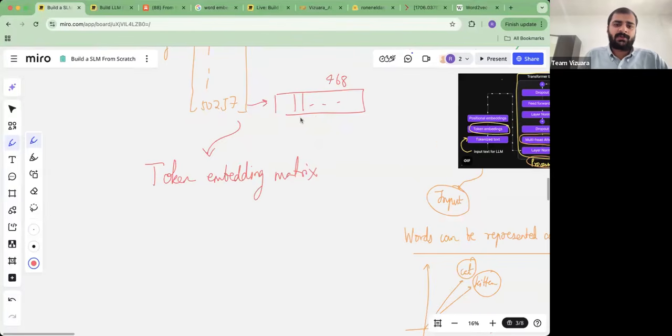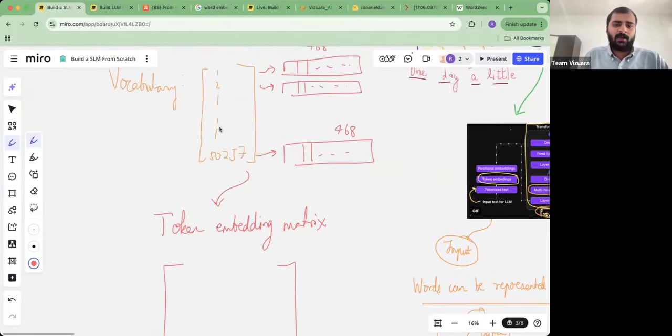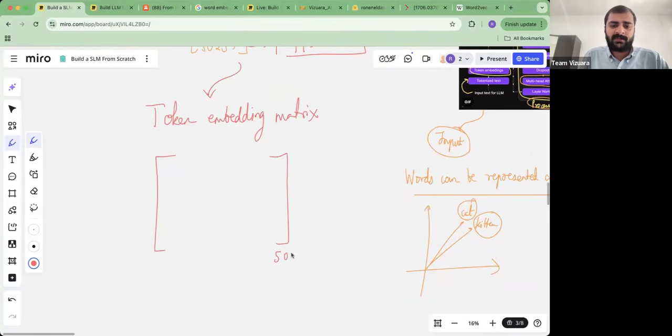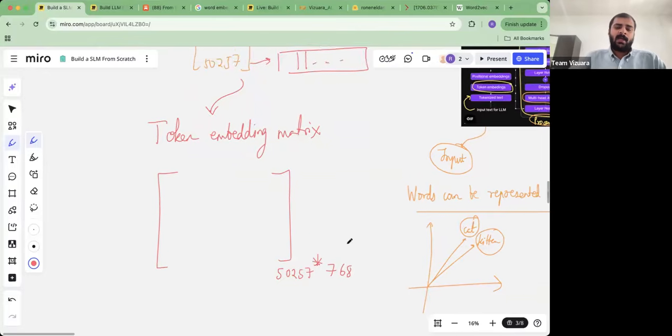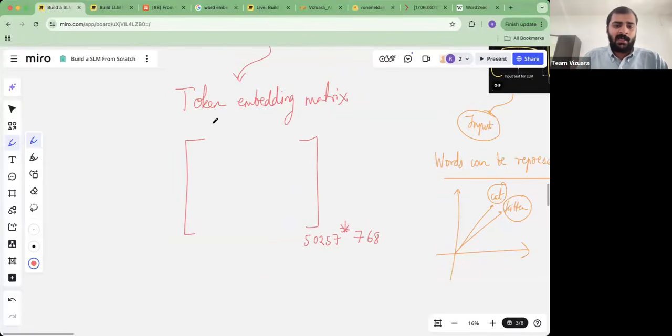This gives rise to something called the token embedding matrix. In this case, the token embedding matrix has 50257 rows and 768 columns. I'm mimicking the GPT-2 architecture a bit over here, that's why I'm choosing these values. These values need to be very specifically chosen, but for now, let's assume these are the values.